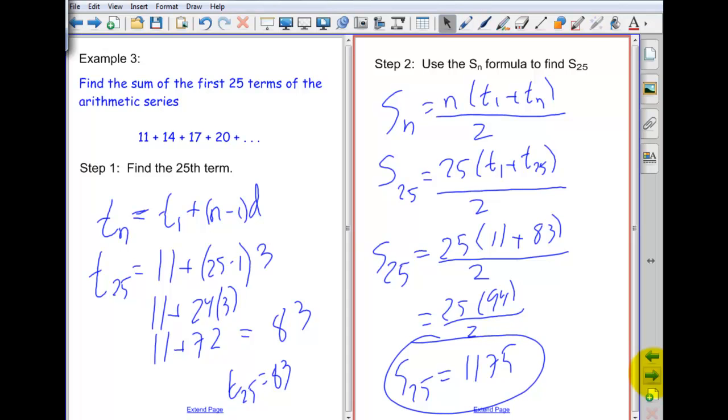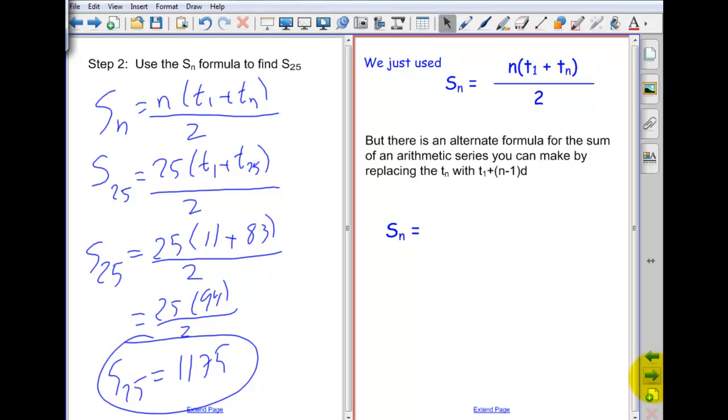Now, what's your TI-89 check on this? Oh, well, let's do this first. We just use this formula, but there's an alternate formula for the sum you can make by replacing T sub n with T sub 1 plus n minus 1 times D. And you know, this happened to you in QCP a lot. When you did all that kinematics, sometimes they combine two of the kinematics formulas to come up with another one. So what was your strategy? To memorize all the basic formulas, or did you memorize more formulas that would save you some time? Basically substitution. Okay, fine. And that's your strategy here.